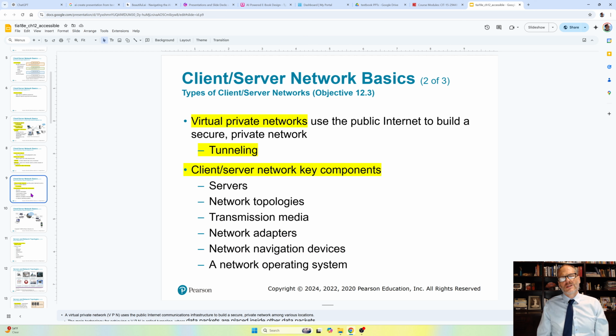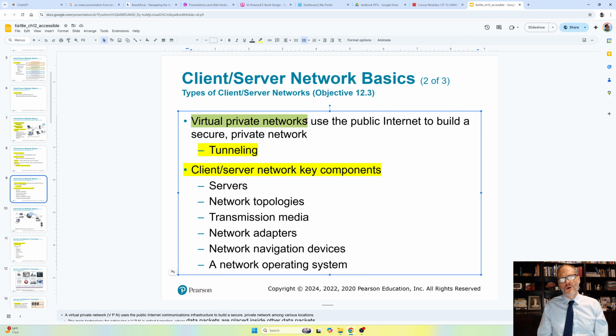Virtual private networks, we talked about them a little bit before, so it's a little bit of review. A VPN allows you to establish a secure connection between you and another location. So those could be used if you want more anonymity and security when you're browsing the web, you could use a VPN.